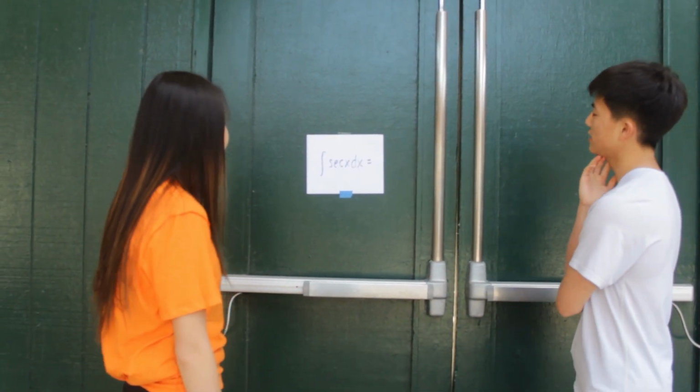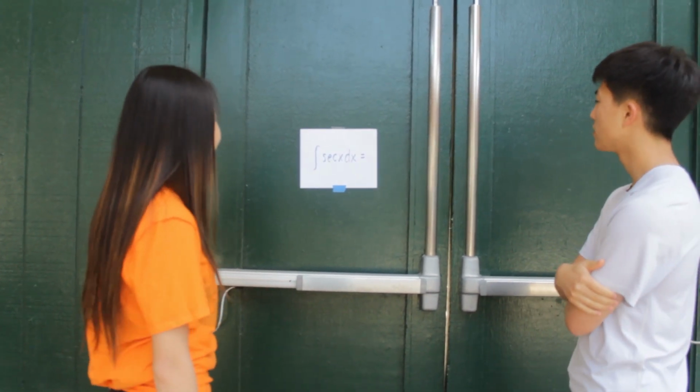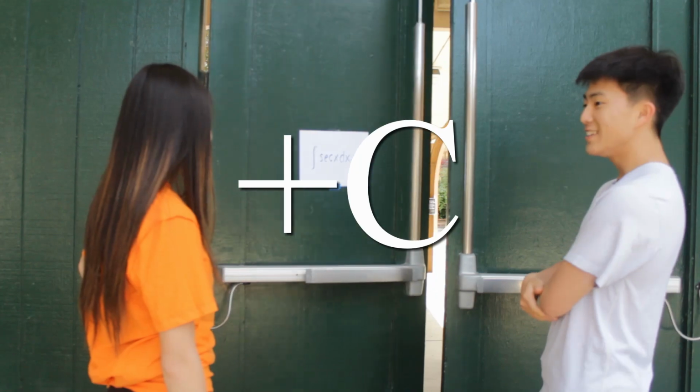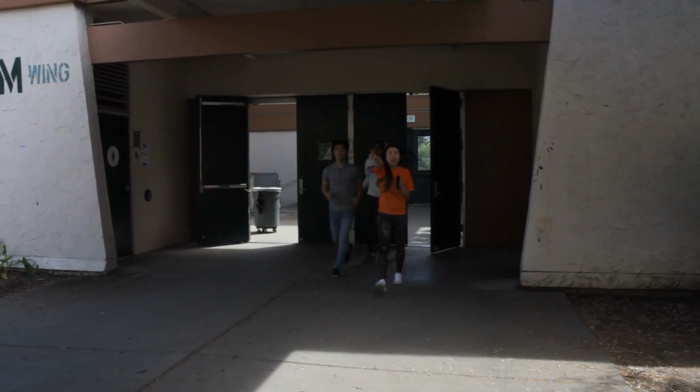Integral secant x dx. That must be ln of the absolute value of secant x plus tan x. Yay! Look, that must be the participation points! Oh no, we're too late.